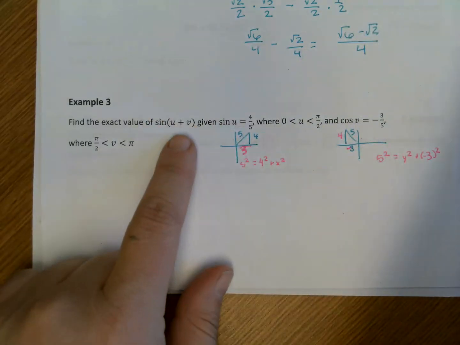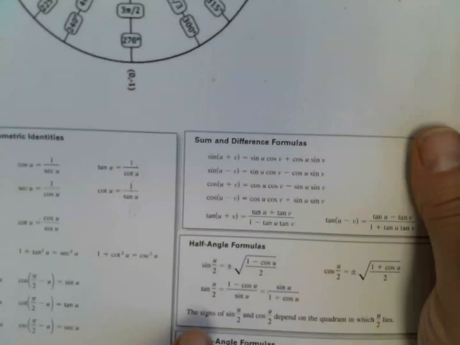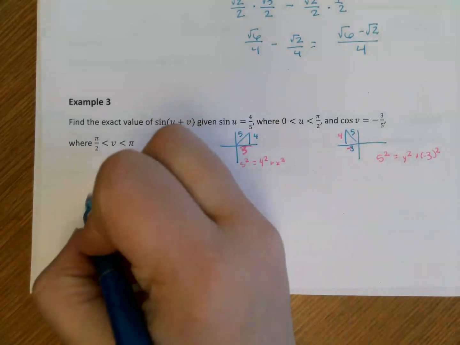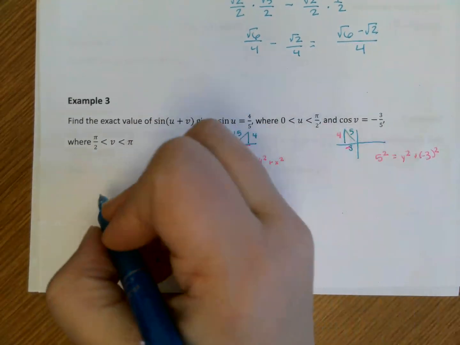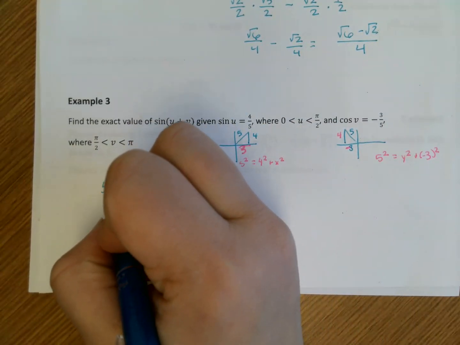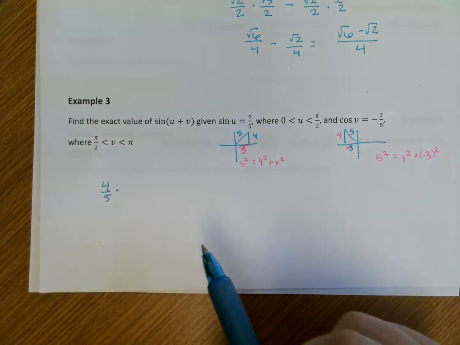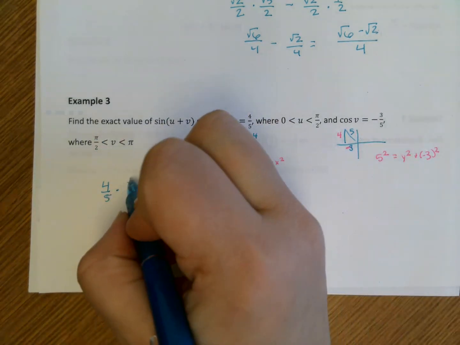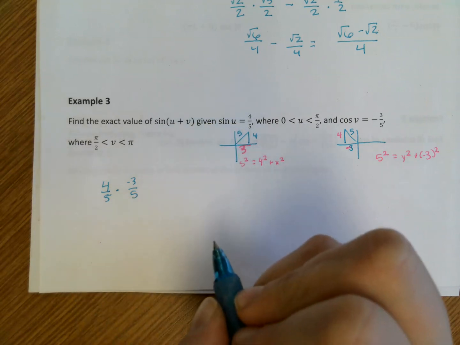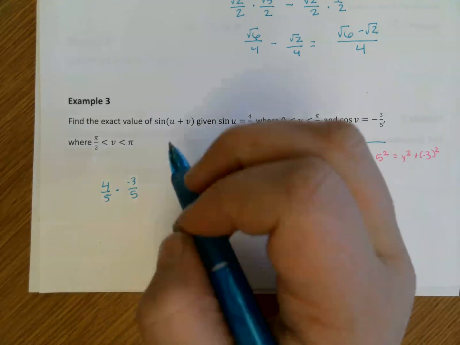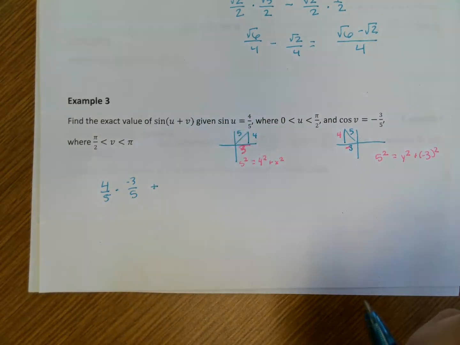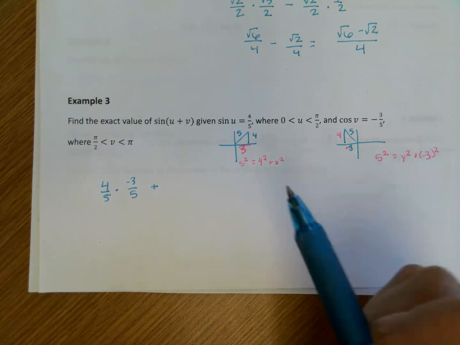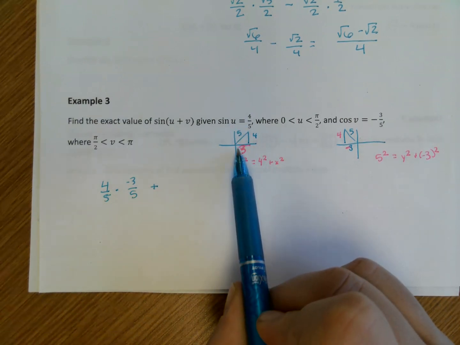So now again, we're looking for adding our two angles. So we're looking at this equation right here. We have sine of u, which was given to us, 4 over 5, times our cosine v. That cosine v was given to us, negative 3 over 5. And then this time, because we're adding, there's adding in between here. So it's very important to always look at what you're doing.